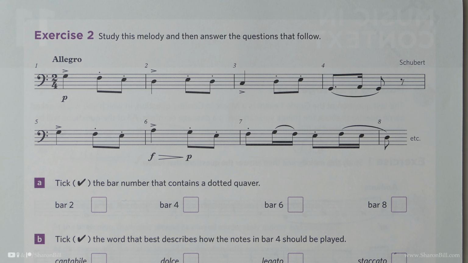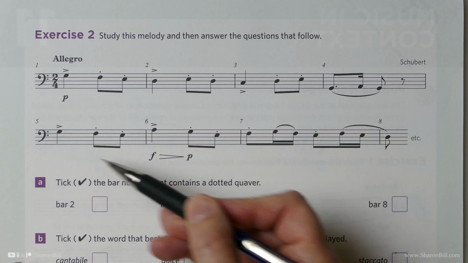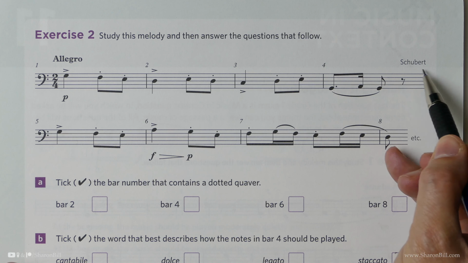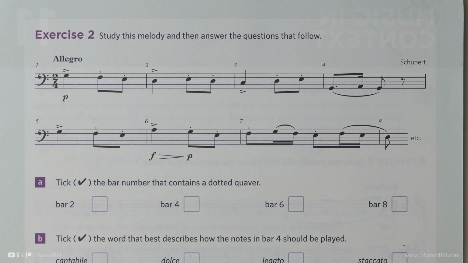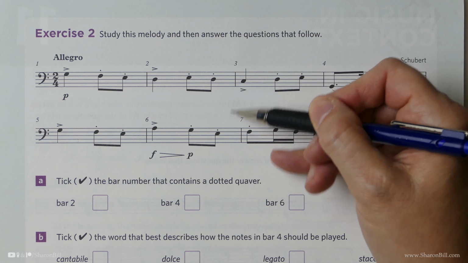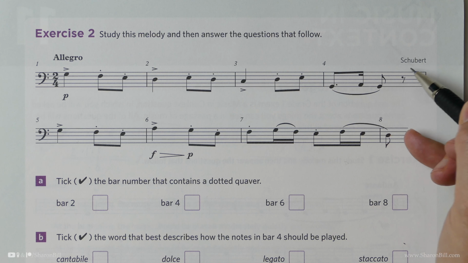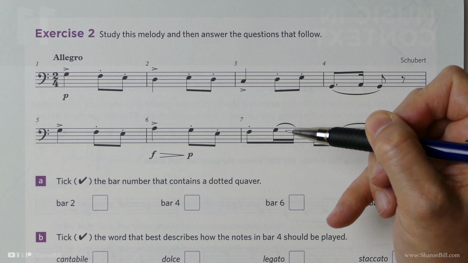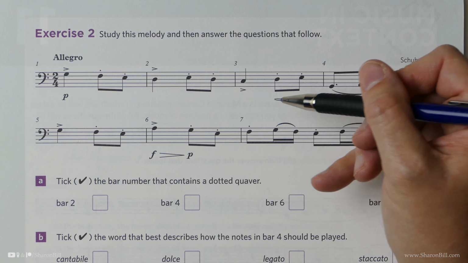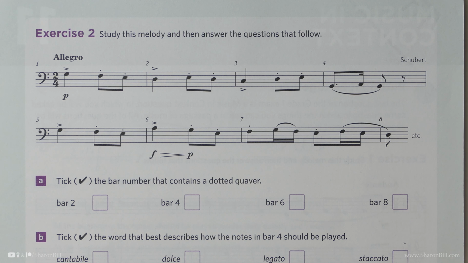Let's look at exercise 2 on page 52 of the Grade 1 Discovering Music Theory workbook. This is where we get to look at music in context. We get to look at a piece of music, in this case by Schubert. We've got a small extract here, and we get to analyse what's going on in the music to enable the composer to get exactly the effect and the sound that they're after, and it helps us to revise all the topics that we've learned so far.